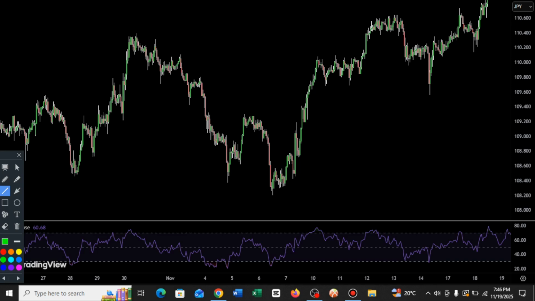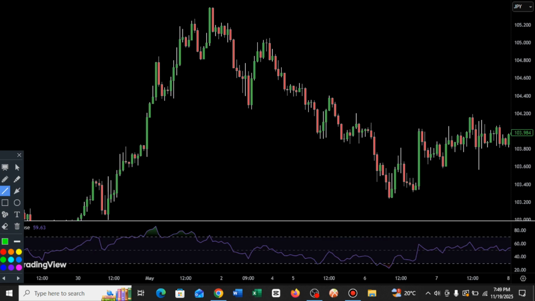Let's take a look at this example. In the chart, price is making lower lows while looking at the RSI, it is printing higher lows. This led to this bullish trend reversal. This concept can also be seen in this uptrend. Price has made higher lows while the RSI is printing lower lows. This divergence led to the bearish reversal of the market.